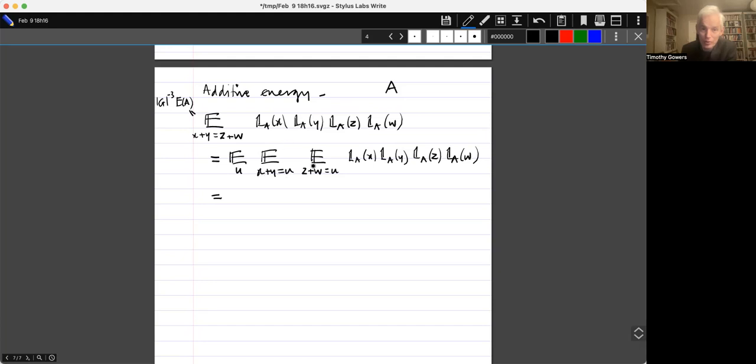So what is the average over x plus y equals u of 1A x, 1A y? It's just a convolution of 1A with itself evaluated at u. And this is also the convolution of 1A with itself evaluated at u. And I sum over all u, and so I'm taking the average over u, so I'm taking the inner product of the convolution of 1A with itself, with the convolution of 1A with itself, which is the same as the L2 norm squared of 1A star 1A.